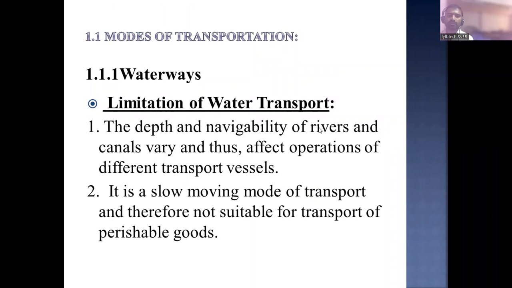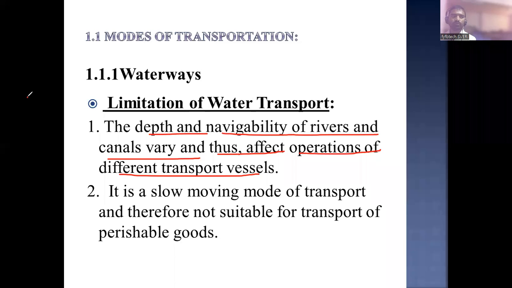Then the limitations of water transport. Yes, what are the disadvantages of water transport? The depth and navigability of rivers and canals vary, and thus affect the operations of the different transportation vehicles.